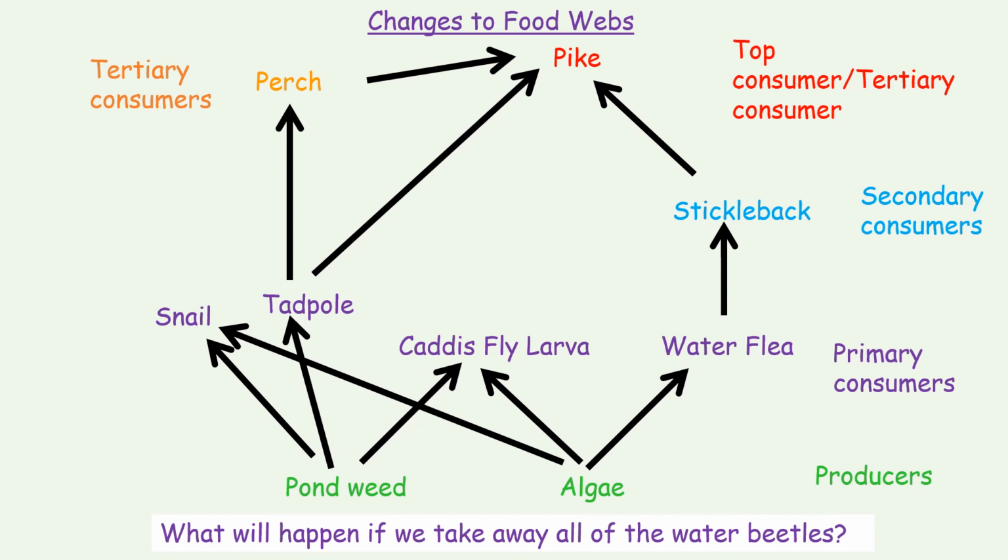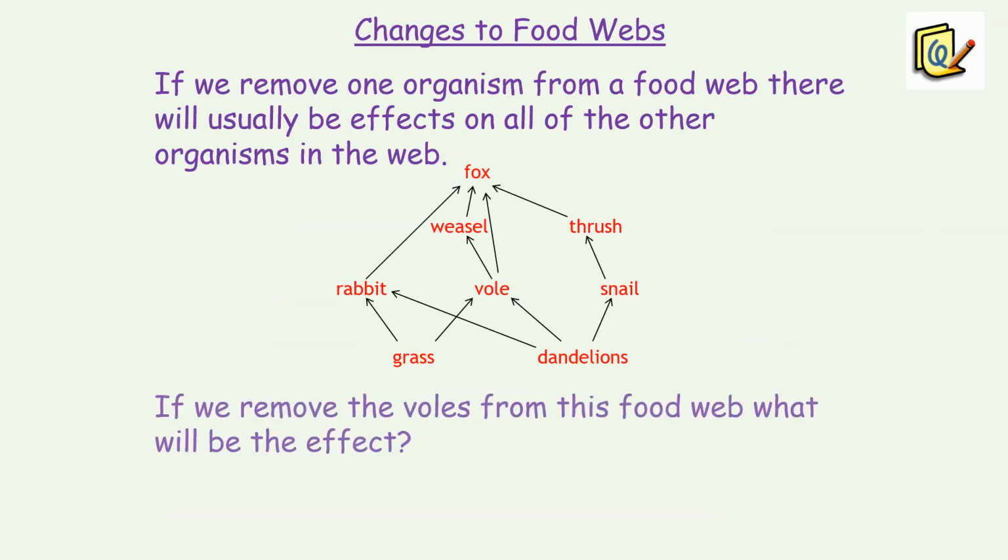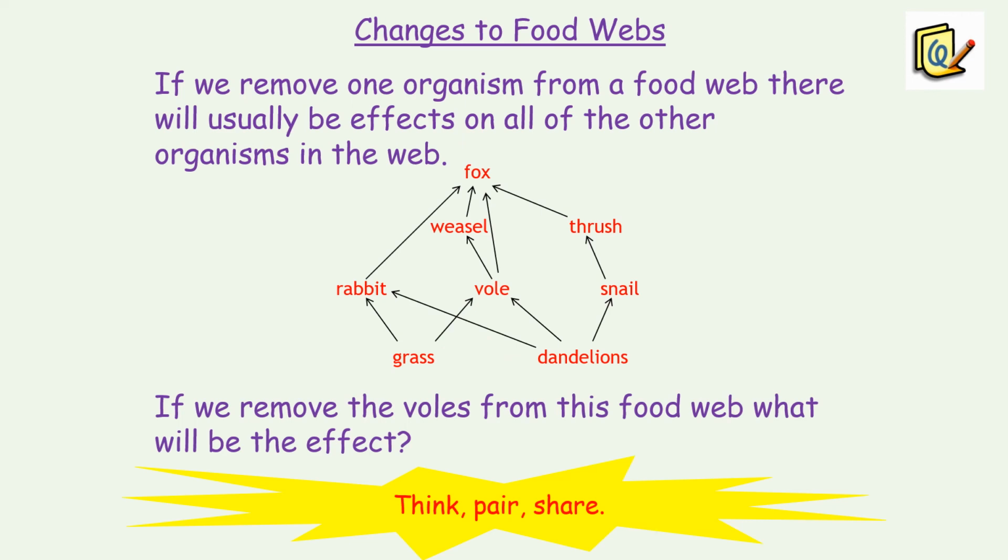So well done if you managed to get all of that correct. We're going to go over more removal of species from a food chain just to make sure that you understand it. So let's practice it some more. So write down what you think would happen if the vole was removed from this food web before I go over the answer. So pause the video now.